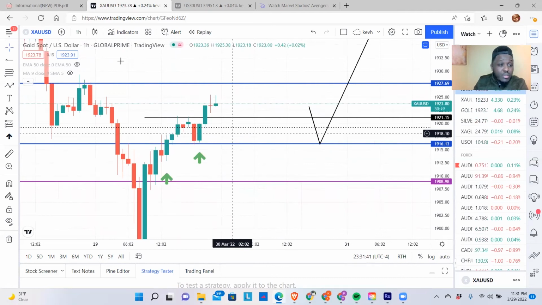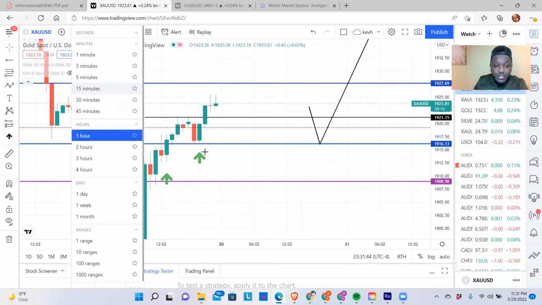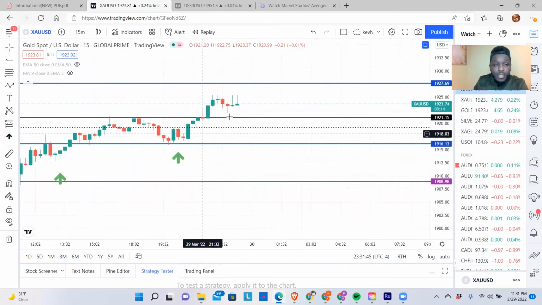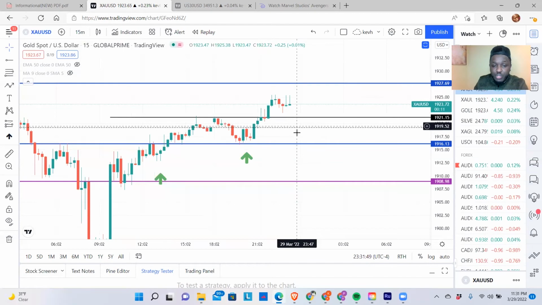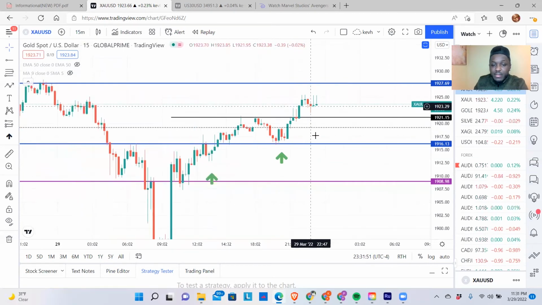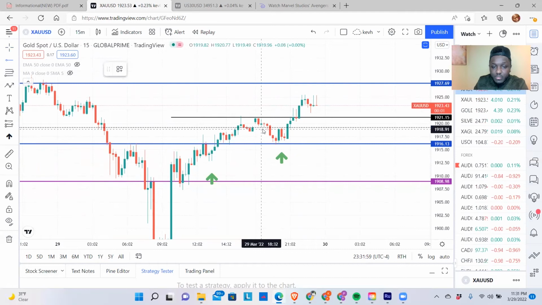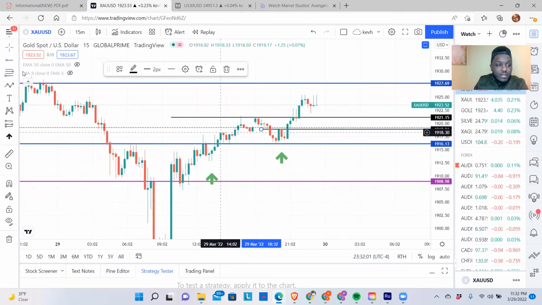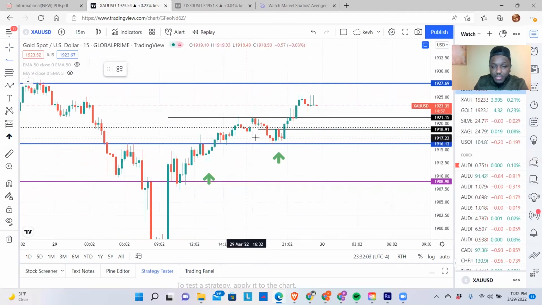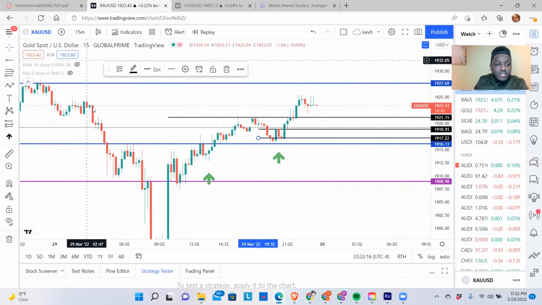Okay, so here we go in the 15 minutes. I want to see that push down. Okay, and this is going to be my area of interest. Right here, that's where the push down started. Could mark the body of those candles, but I'm just going to mark this area right here. Let me see the 30 minutes.